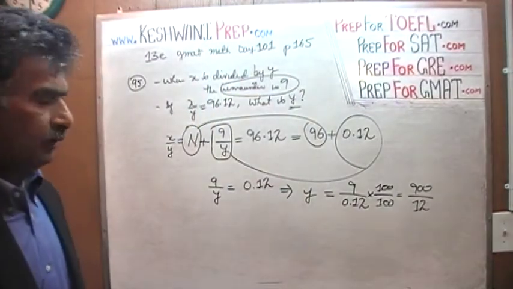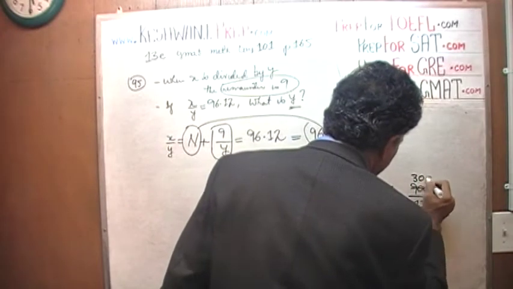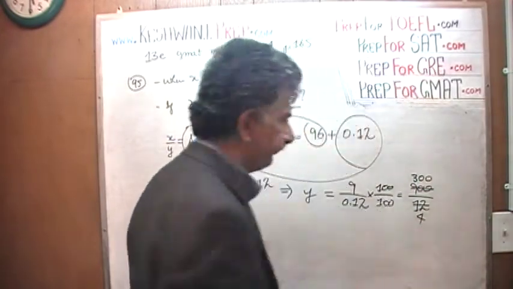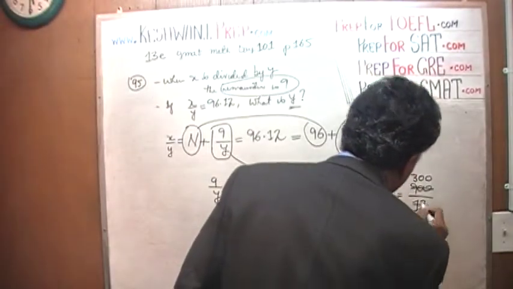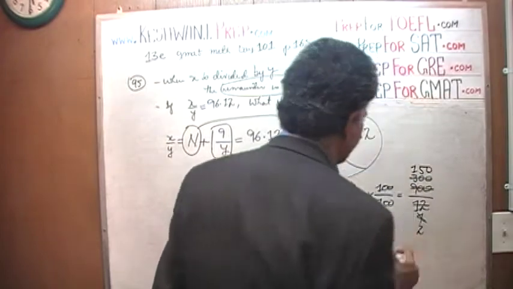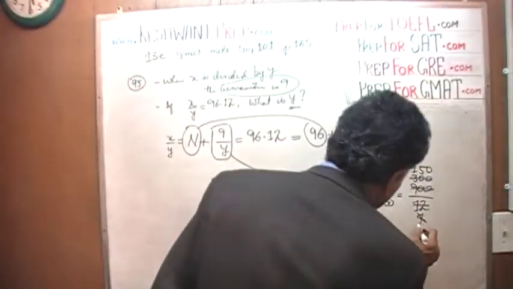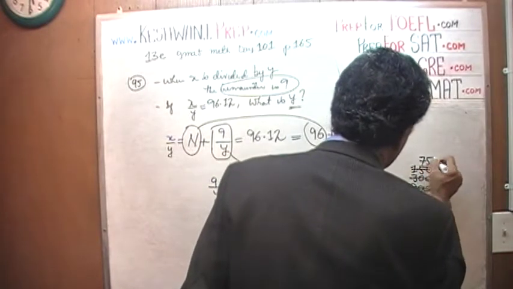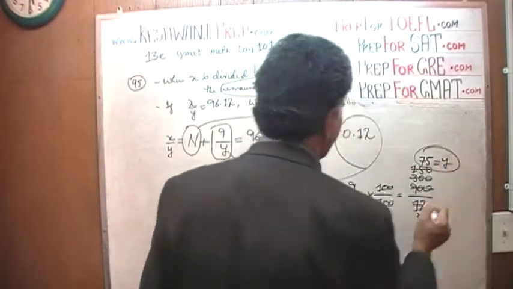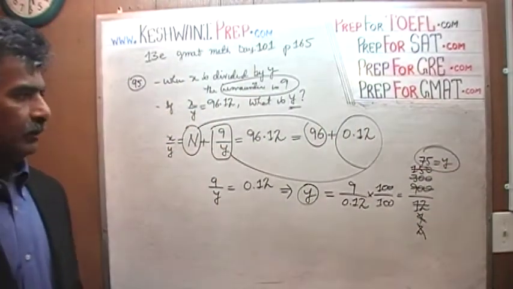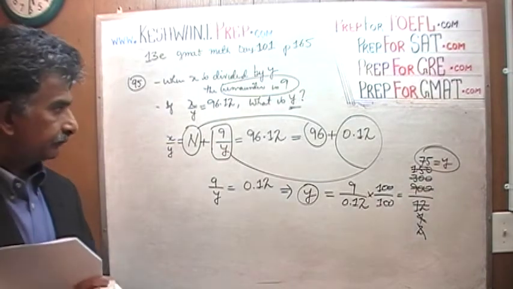900 over 12. Let's divide the top and bottom by 3. If we divide 900 by 3, we end up with 300. If we divide 12 by 3, we end up with 4. Let's divide top and bottom by 2. 4 becomes 2, and 300 becomes 150. 150 is an even number, 2 is an even number, so let's divide by 2 one more time. 2 is gone, and 150 becomes 75. Voila, that's our y. Y equals 75. That's the answer. We are done with this problem.